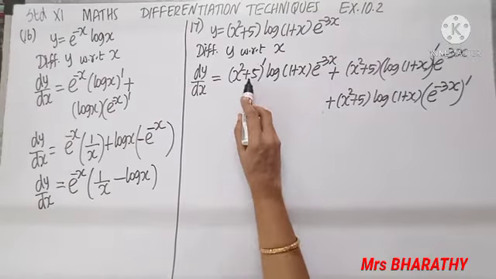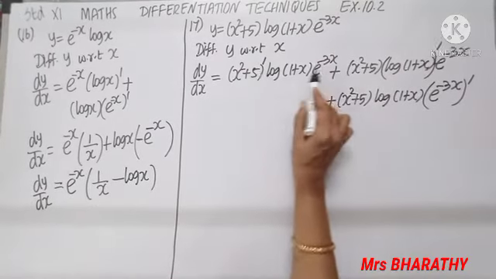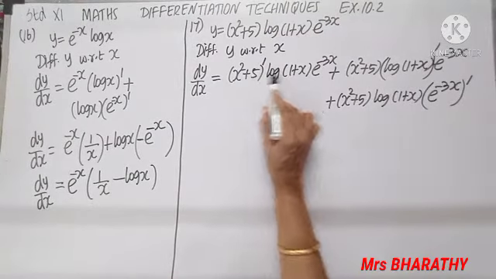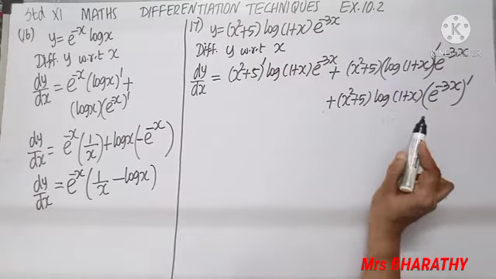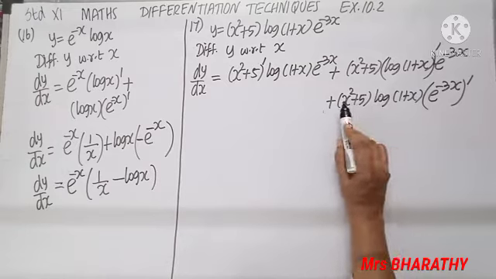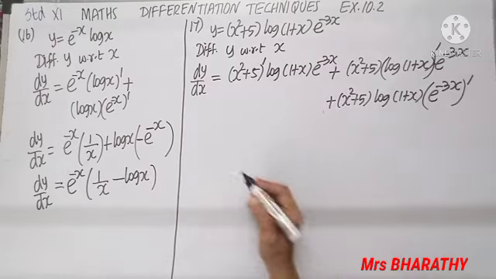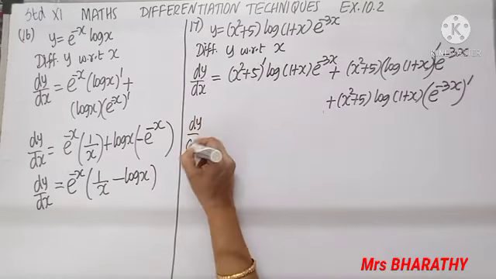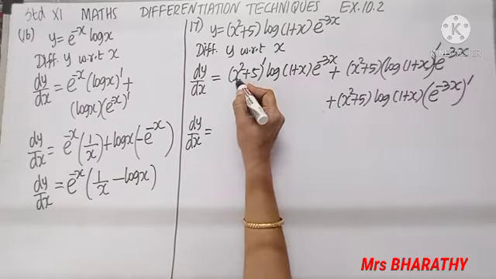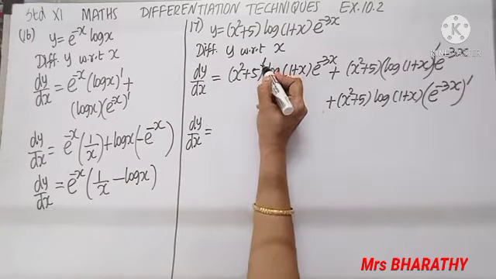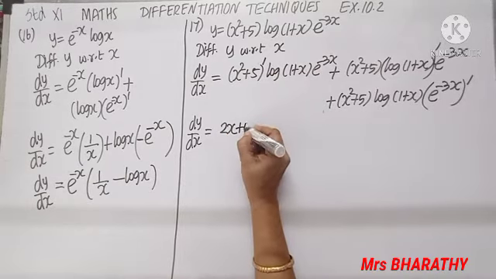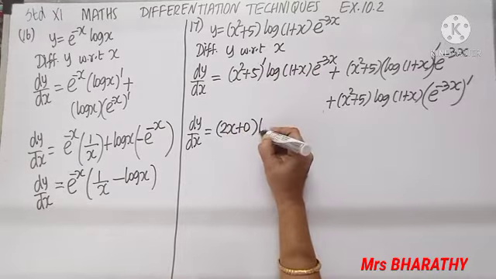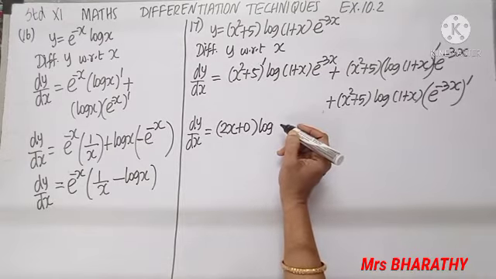So first time I keep second and third, differentiate first. Second time I keep first and third, differentiate second. Third time I keep first and second, differentiate the third term. So dy/dx equals x square, when I differentiate, it is 2x. 5 is a constant, that becomes 0. Write the remaining 2 as it is.